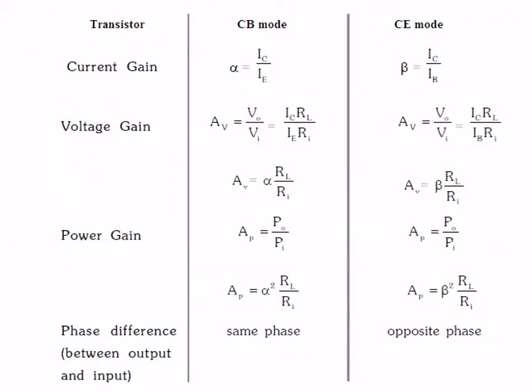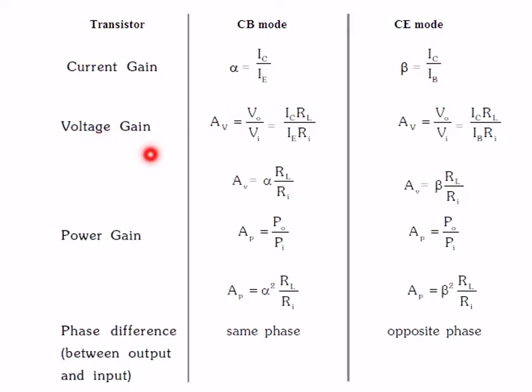Next we see some formulas related to the transistor. In the CB mode, the common base mode, the base is grounded. In the common emitter mode, the emitter is grounded. The current gain in common base mode is alpha, that is IC by IE. The current gain in common emitter mode is beta, that is IC by IB, because the emitter is grounded, so the IE current is not taken.